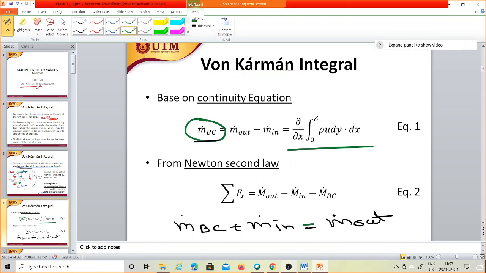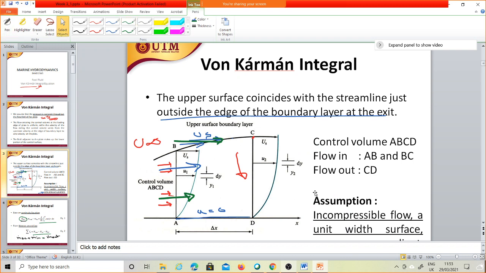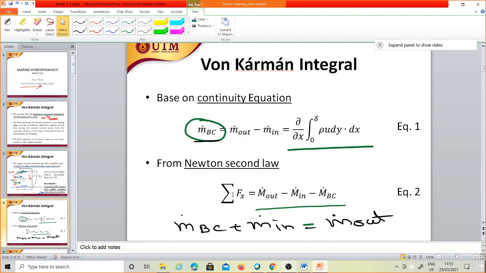Okay, so what is Newton's second law? You know that the force is equal to the rate of change of momentum. So momentum out is equal to momentum in minus BC. Same as I said, there are 2 in, 1 out. So out should be the momentum for AB minus the momentum of BC. That is the rate of change of momentum. Okay, that is the force. Newton's second law of motion.